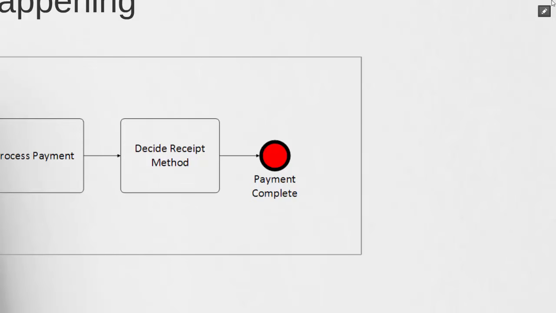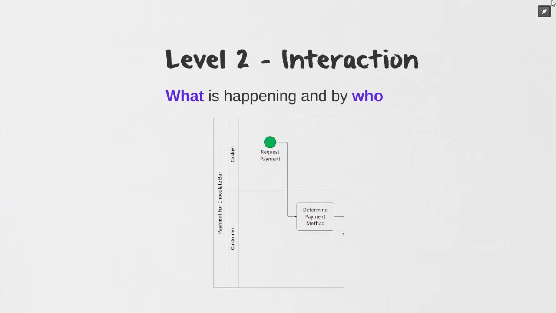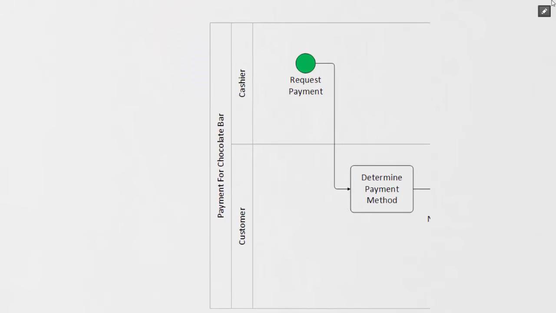Again, this is a very high level process map. As we start to look at our level 2, which is from that interaction, so not only what is happening, but also by who. So now what we can see is that we also have these 2 different lanes, which are referred to as a swim lane. We'll cover that off in more detail in another session. We can see that our payment for chocolate bar now has 2 parties that are interacting, our cashier and our customer. And without getting into much more detail, at a high level, we can see that request payment is still our start event, followed by now our determine payment method, which is underneath the customer's swim lane.